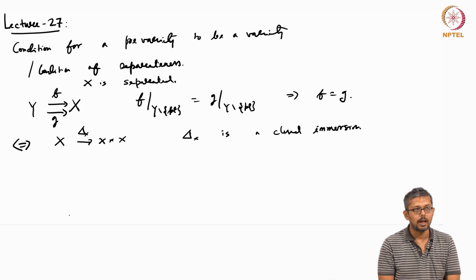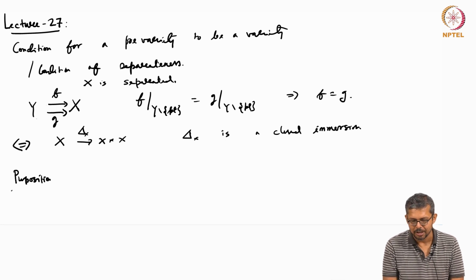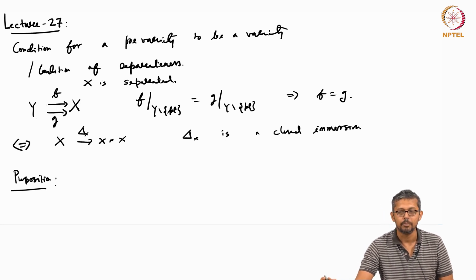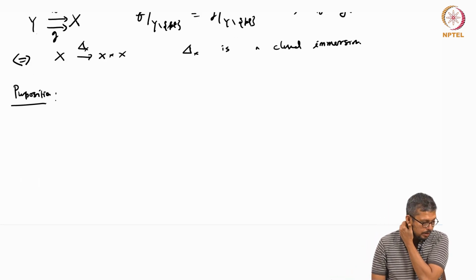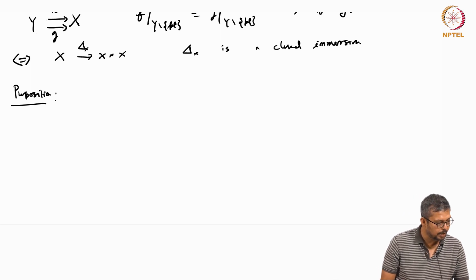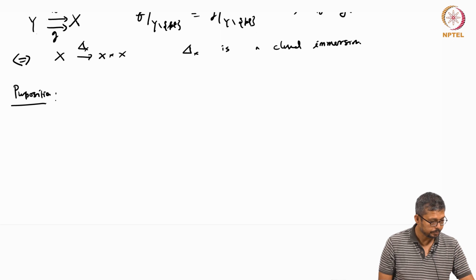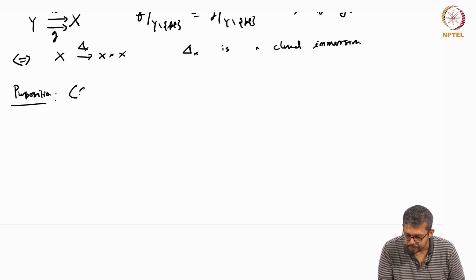Now we saw another condition. Now the proposition, what does it say? This is the workable condition, or we will use this to prove that Pn is a pre-variety, that Pn is a variety, right? So this is the criteria of separatedness.